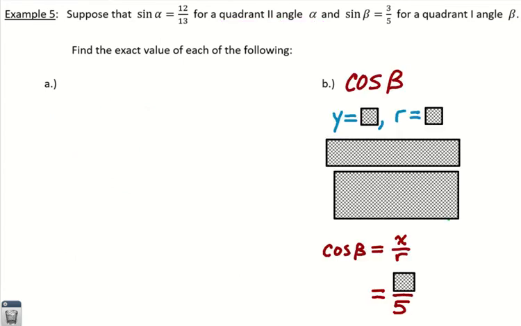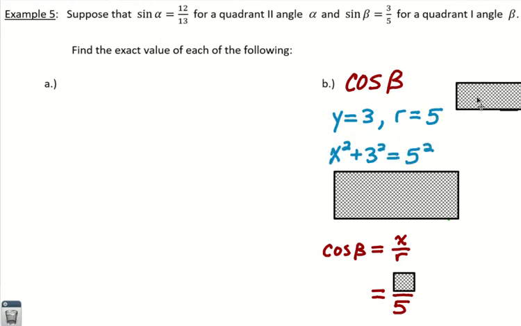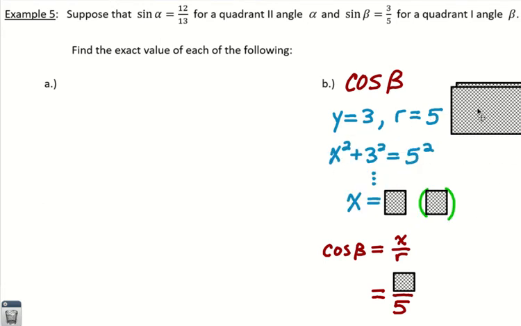Next, over here to the right, we have to do the cosine of beta. Same thing. We know the sine is 3/5. We do the Pythagorean theorem. When we find x, is it going to need to be positive or negative? We're in quadrant 1. So positive 4, because we're in quadrant 1. And so therefore, the cosine of beta is positive 4 over 5, 4/5.